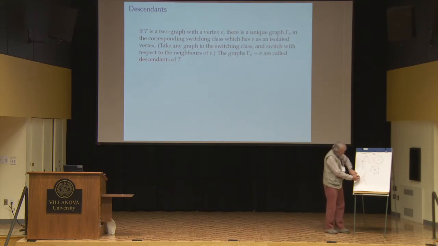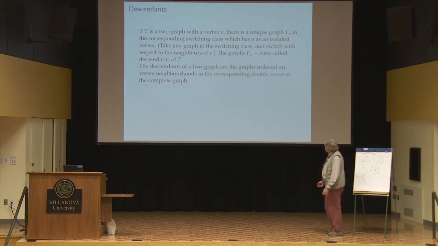Well, I have to disconnect it from all its neighbors. So I switch with respect to the set of neighbors. And what will that do? That will mean that those two edges go, but these two edges get put in, and I'll get a pentagon with an isolated vertex. So there's a unique graph like that. And these graphs are called the descendants of the two graph.